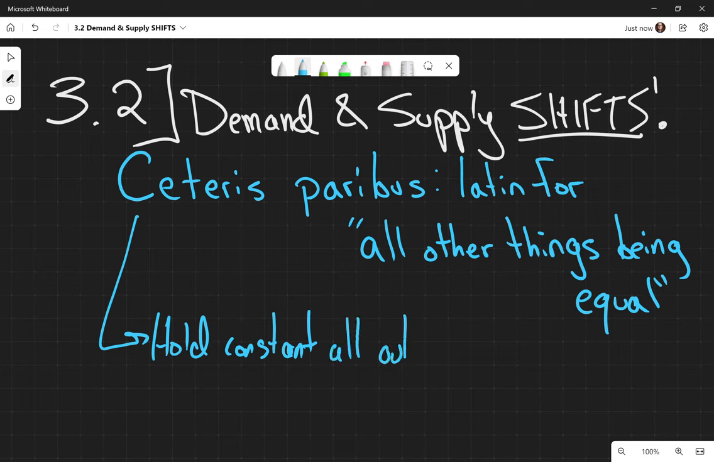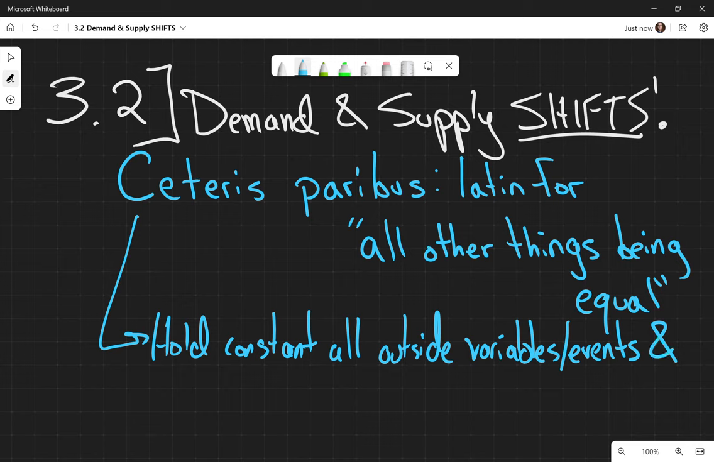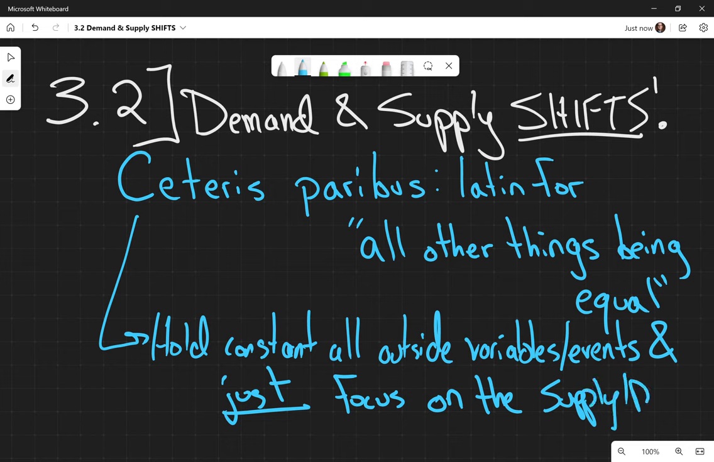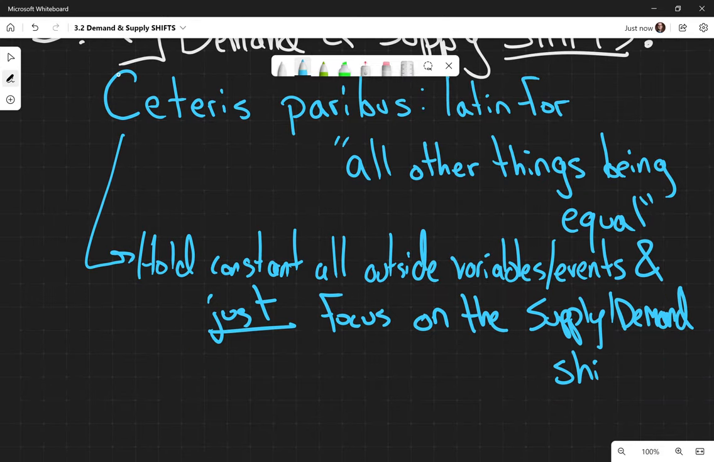all the outside variables or events, and just focus on the supply or demand shift. And to be complete, I'll have to say shift because, of course, this becomes a little bit more complicated once we actually start to shift both supply and demand at the same time, or perhaps we have something that is shifting demand twice.